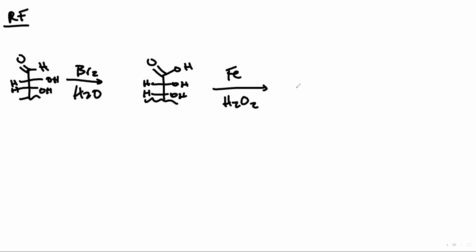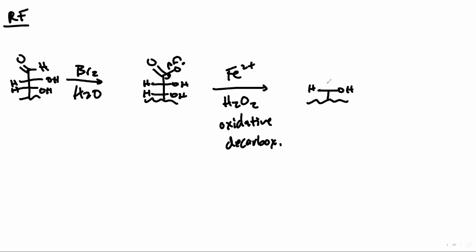Okay, what does this do? This does a radical type reaction. I don't think you need to know the mechanism, but essentially it pulls off this hydrogen here, and then this molecule basically breaks down. This leaves as a CO2, so we call this an oxidative decarboxylation. And what we're left with is going to be those 2 OHs that we had before and a radical on this carbon here.